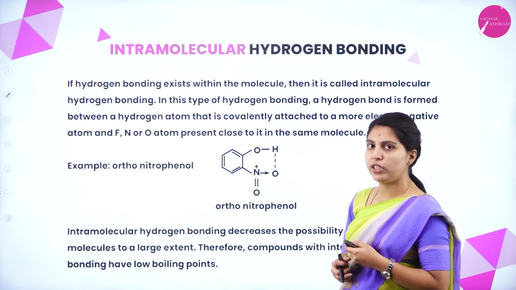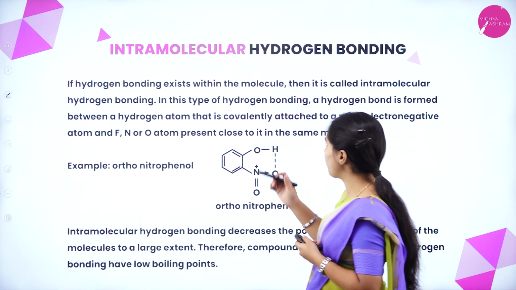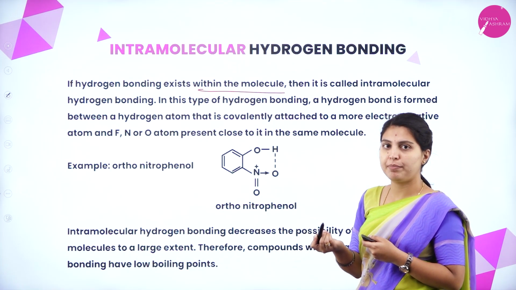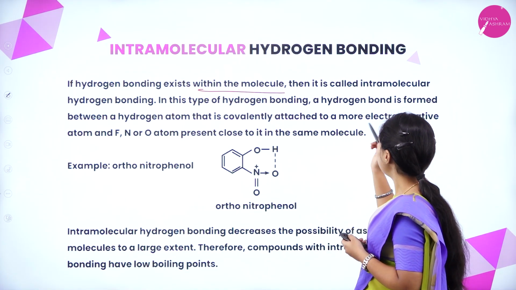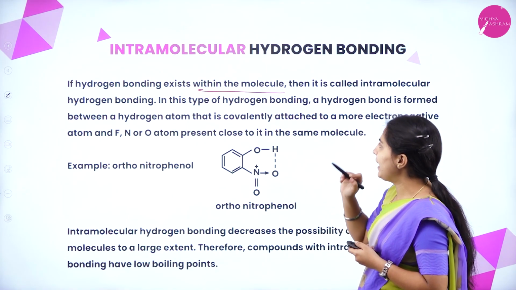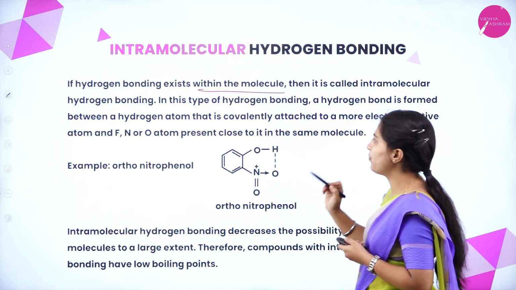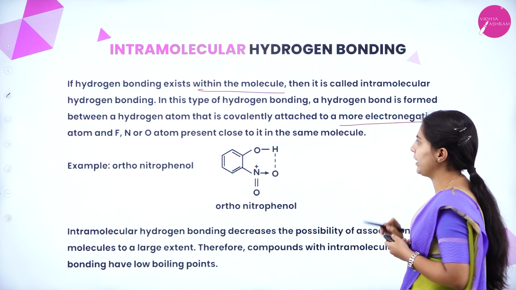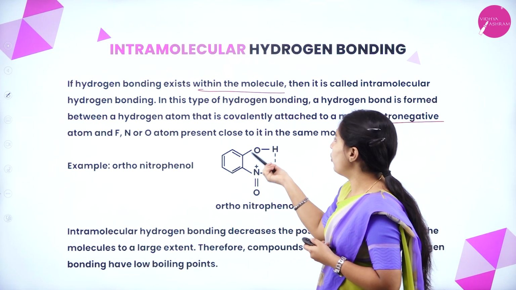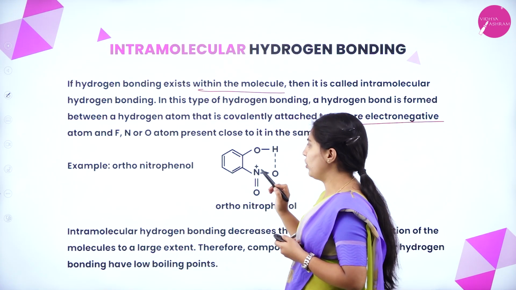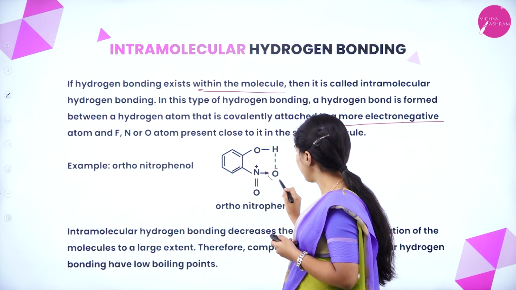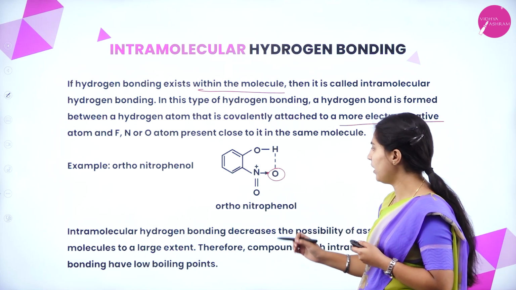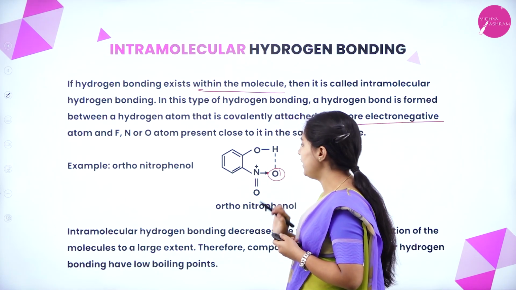Next one, intramolecular. If the hydrogen bonding exists within the molecule, that is intra. Between the molecules, that is called inter. Then it is called intramolecular hydrogen bonding. In this type of hydrogen bonding, a hydrogen bond is formed between a hydrogen atom that is covalently attached to a more electronegative atom and another electronegative atom present close to it in the same molecule. See here, this is more electronegative. This is also electronegative, but it has a less electron-rich species here. Within the molecule, it takes place.